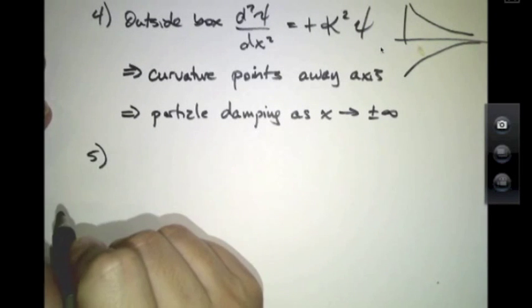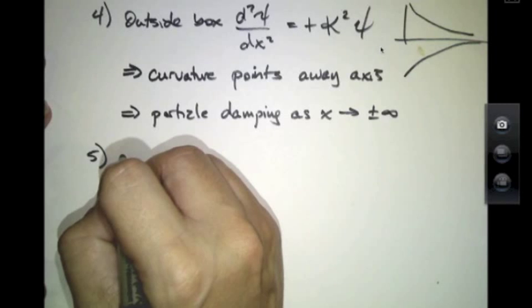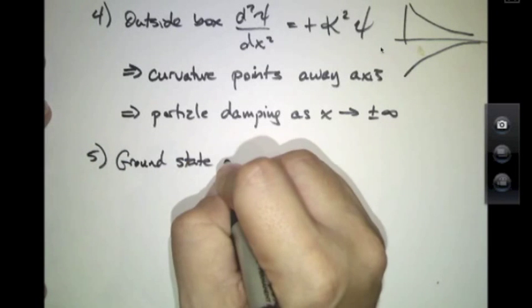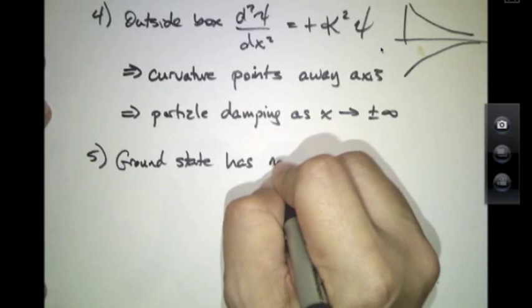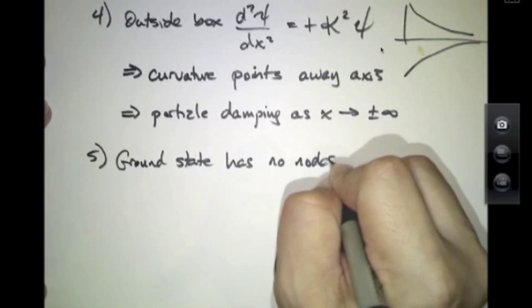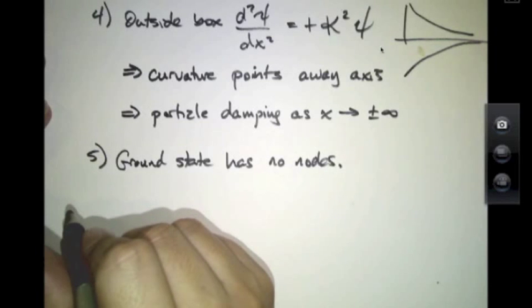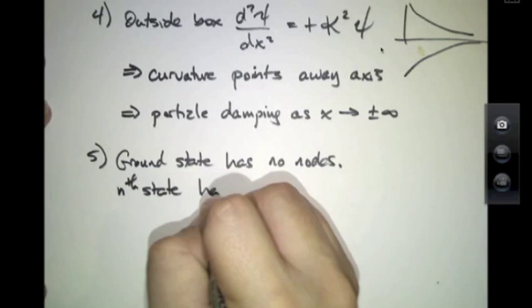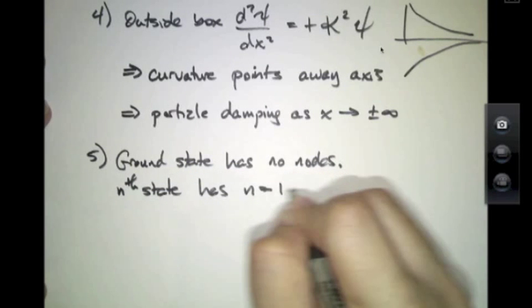Next important strategy is that we count nodes. The ground state will have no nodes. And the nth state has n minus 1 nodes.